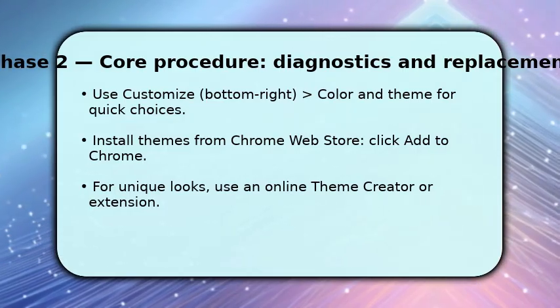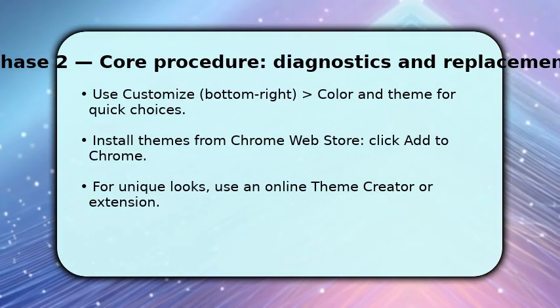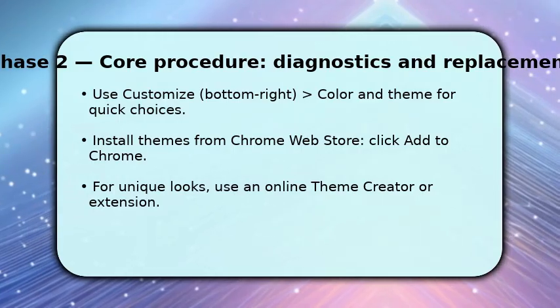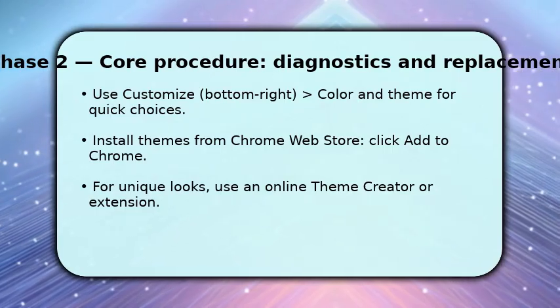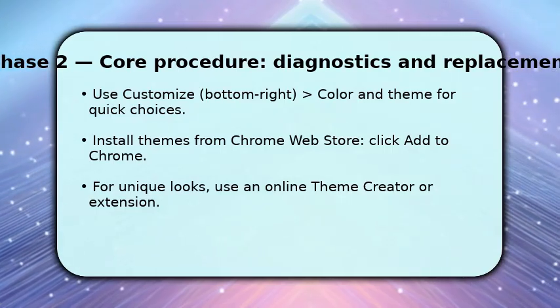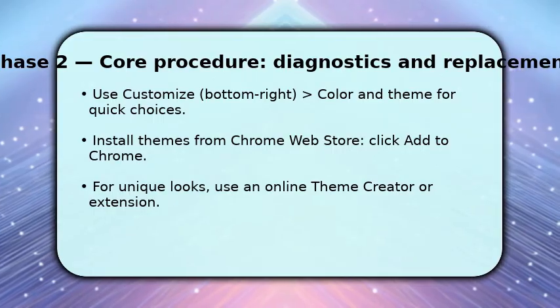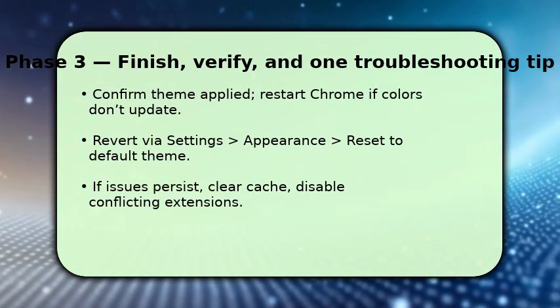If you need a custom image or exact hues, use a theme creator or an extension. Follow its prompts to export and install the resulting theme package. Finish by verifying the new colors across windows and profiles. Restart Chrome to ensure full application.